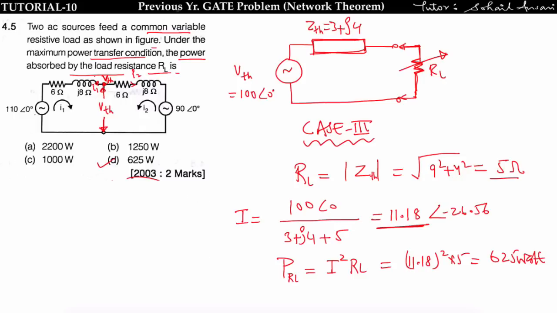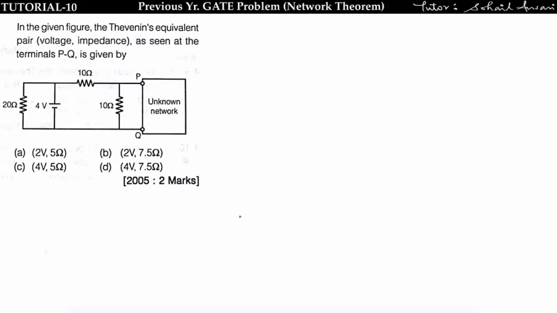Got it? Now let's move to another problem. This was asked in GATE 2005 for 2 marks. In the given figure, the Thevenin equivalent pair, that is voltage VTH and impedance ZTH as seen at the terminal PQ, means we have to find the Thevenin equivalent circuit at the PQ terminal.